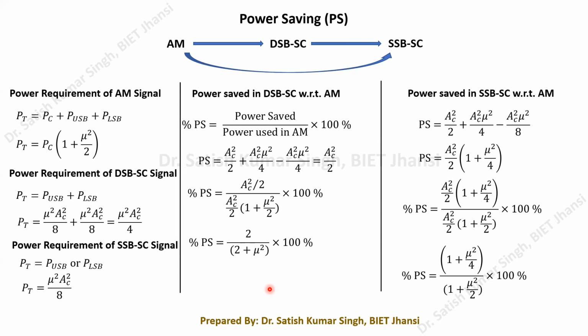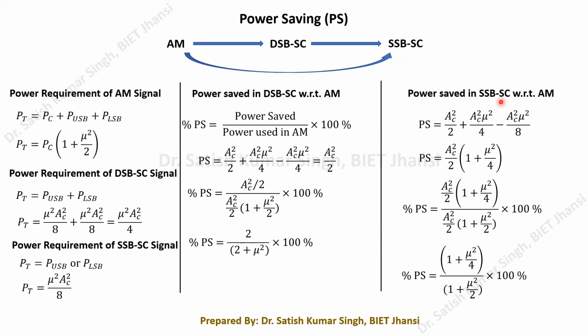Similarly, consider the power saved in the SSB with respect to AM. As I said, this case is just a 50% reduction. Whatever the requirement of the DSBSC case, 50% of that power will be required by the SSB case. But what if we calculate with respect to AM? Again we have to calculate the power saved.